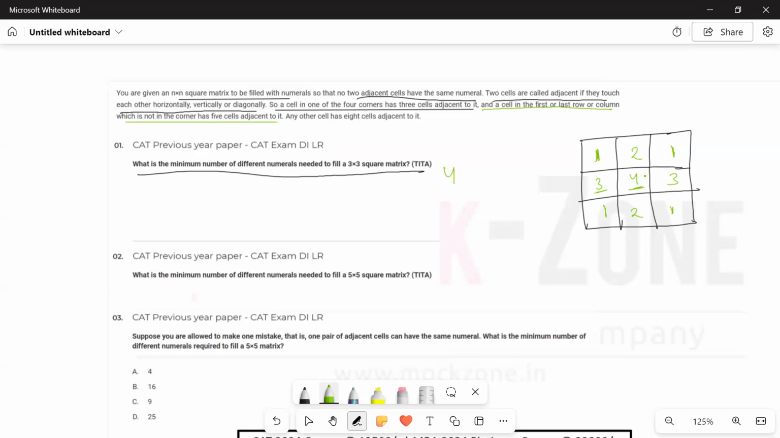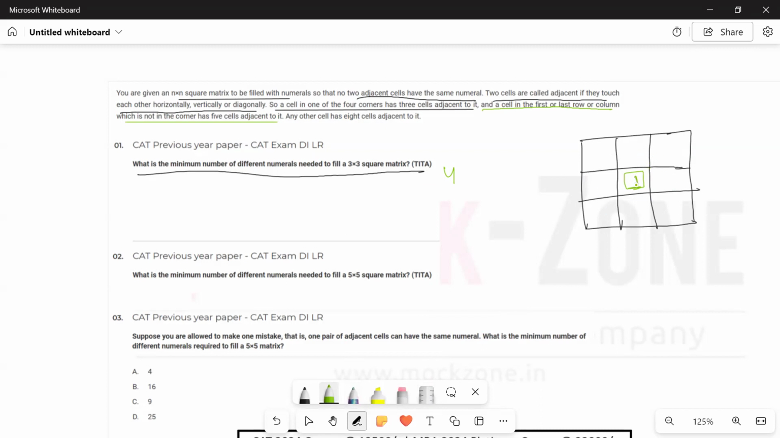In fact, not just for 3 by 3, for any size it will be 4 only, because we have to see the maximum number of different types of adjacent cells a cell can have. Let's say we talk about the center cell. It has the maximum number of adjacent cells, which is 8. Let's say this one. We are talking about the center cell. It has 8 adjacent cells. For any cell, the maximum number of adjacent cells it can have is 8. All the cells are surrounding it.